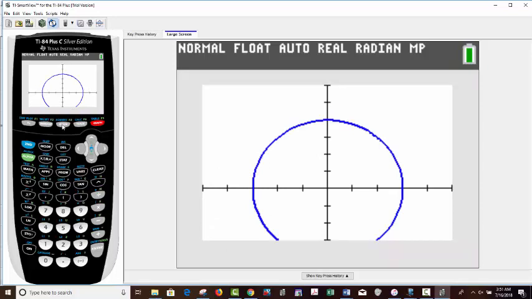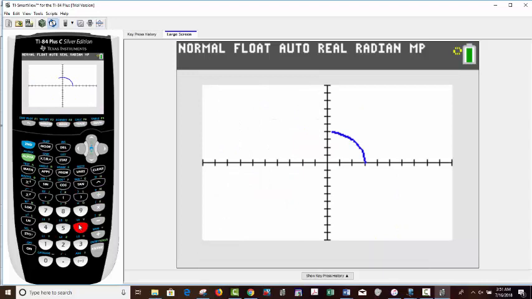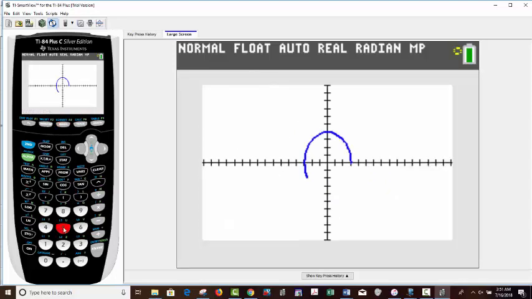I'm going to change a couple of things. I'm going to go zoom standard, and then I'm going to go zoom square. Still looks a bit circular for my taste, but I guess probably already is squared. Oh, that's a little better. That makes it look a little more elliptical.